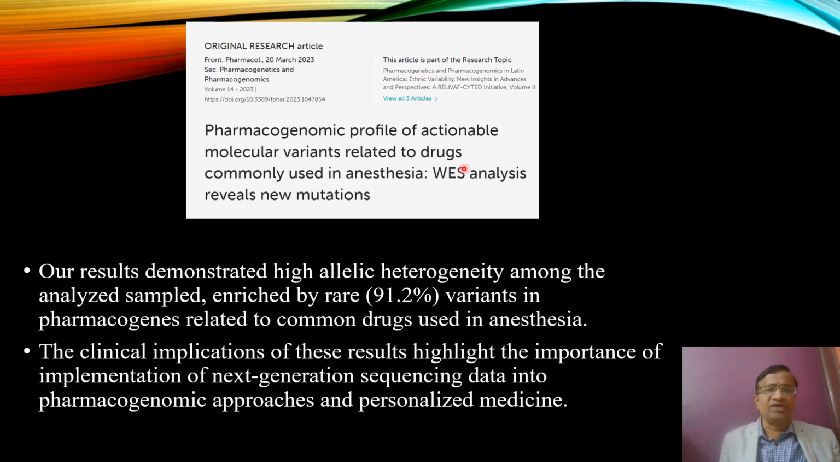Actionable molecular variants related to commonly used drugs. That means how much we can predict. 91.2% are unpredictable. Only 9.8% we can do. Midazolam will do this. Propofol will do this. Clinical implications highlight the importance of integrating next generation sequencing data into pharmacogenomic approaches and personalized medicine. Now you do a next generation sequencing. You take a pharmacogenomic approach to personalized medicine in the administration of drugs.